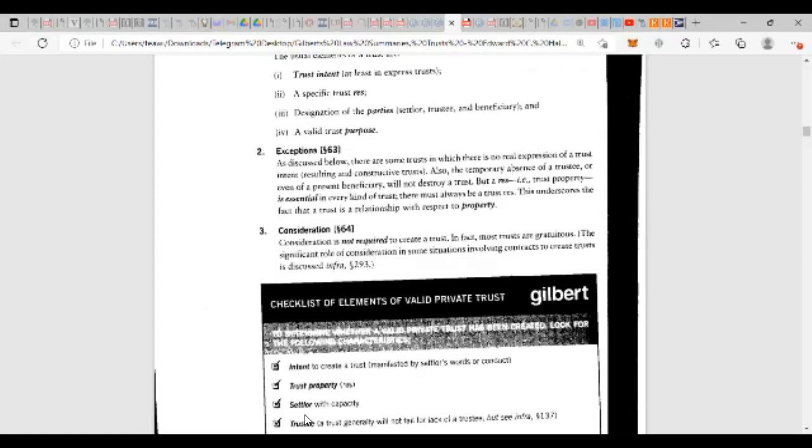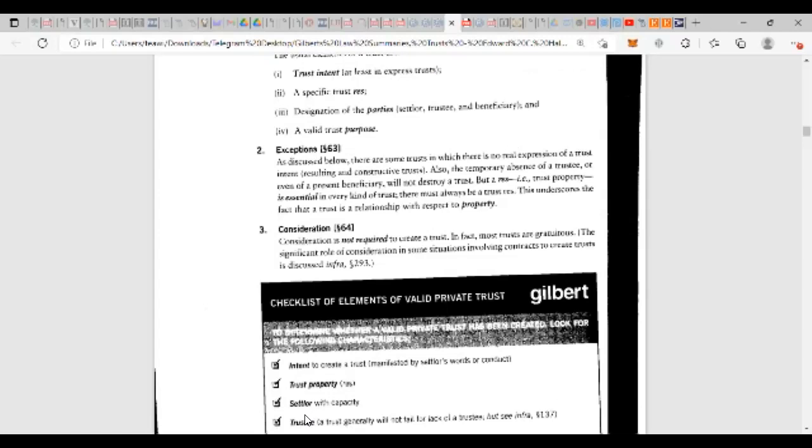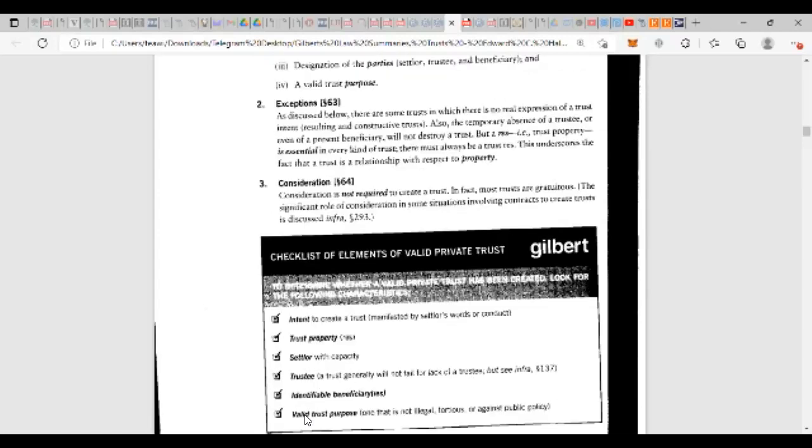Number 2, exceptions, Section 63. As discussed below, there are some trusts in which there is no real expression of a trust intent, resulting in constructive trust. Also, the temporary absence of a trustee or even a present beneficiary will not destroy a trust, but a res, i.e., trust property, is essential in every kind of trust. There must always be a trust res. This underscores the fact that a trust is a relationship with respect to property.